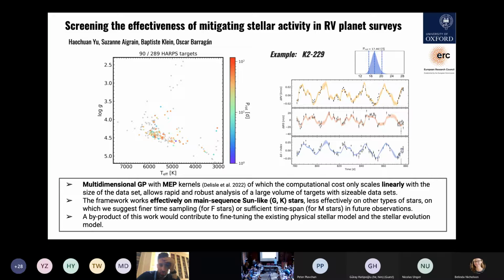We found that our framework works effectively on the main sequence, Sun-like, I mean G and K type stars, less effectively on other types of stars, for example earlier or later type stars, or on stars that are leaving the main branch. And for these stars, we suggest a finer time sampling or sufficient time span of the observations.